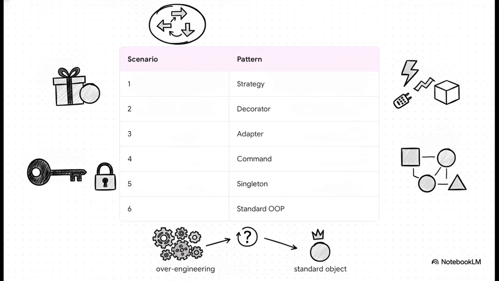But the most vital lesson of all is Scenario 6. Standard object-oriented programming was the correct answer. Did you fall for the trap of over-engineering? Remember, the mark of a true principal architect isn't just knowing how to implement every single pattern, but having the wisdom to know when a simple, standard object is all you actually need.